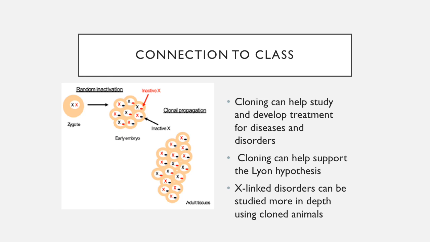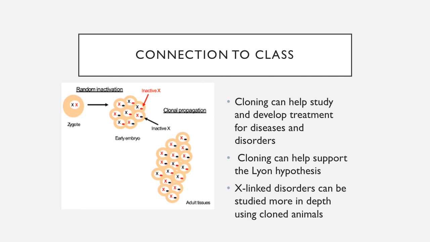Now I will connect what I learned through my research in cloning to what was discussed in class. As mentioned, cloning can help researchers study and develop treatments for diseases and disorders. We talked about many diseases and disorders in class, but I am going to discuss X-linked diseases. Cloning can help support the Lyon hypothesis. The Lyon hypothesis states that an inactivation of X chromosomes occurs randomly in somatic cells at a point early in embryonic development, most likely during the blastocyst stage of development. Once inactivation has occurred, all descendant cells have the same X chromosome inactivation as their initial cell.